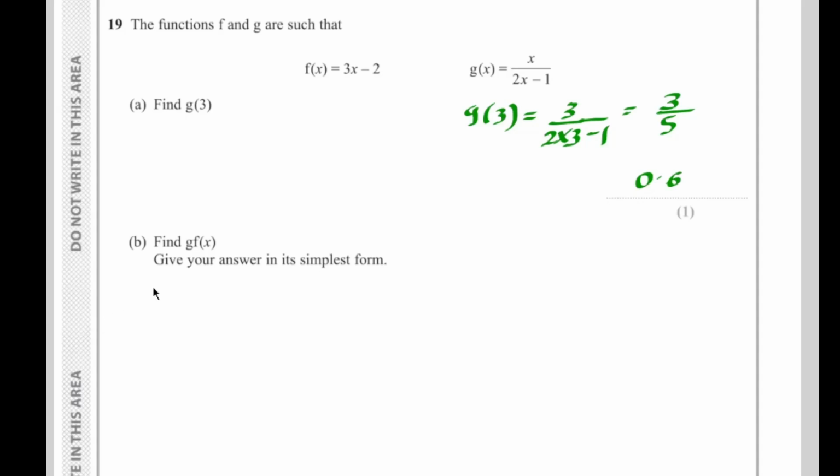Which becomes 0.6. This one is the composite function g of f of x. In this question, this is very important: the order matters. You have to do all the things inside first, then come to this one. So we have to get f of x first. I know that f of x equals 3x minus 2.